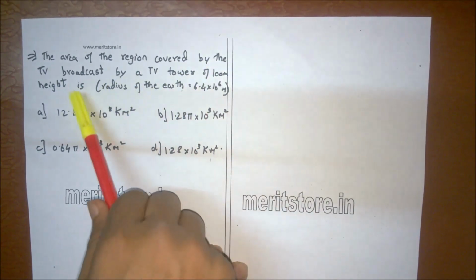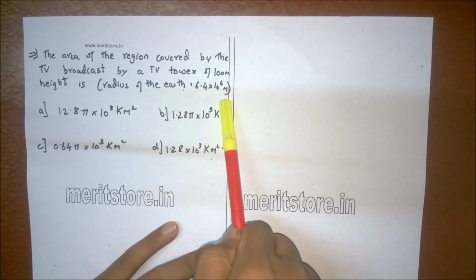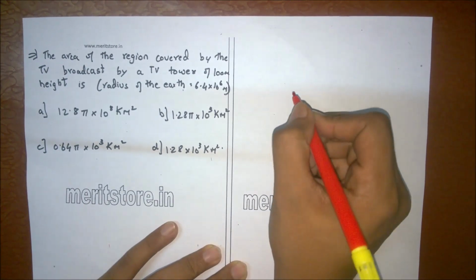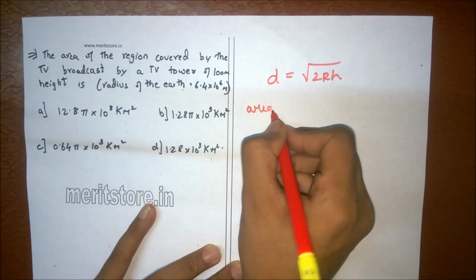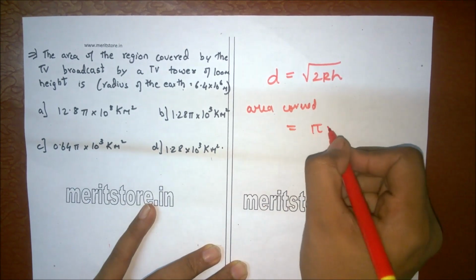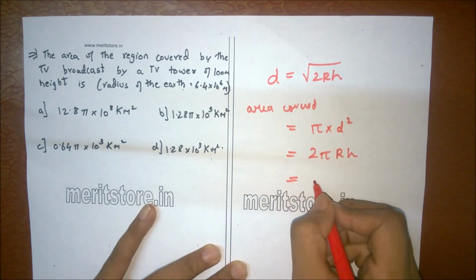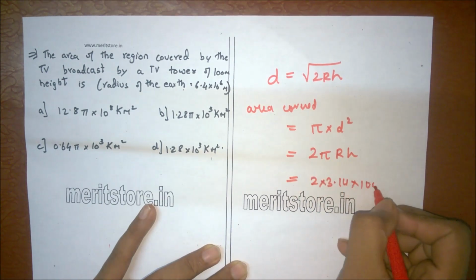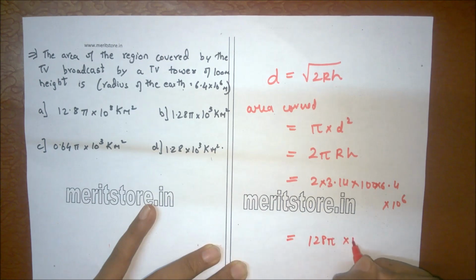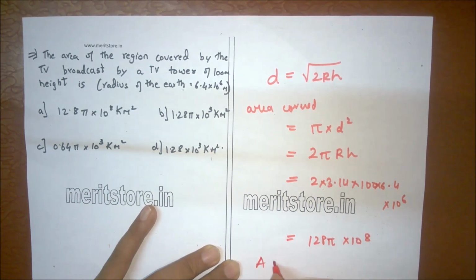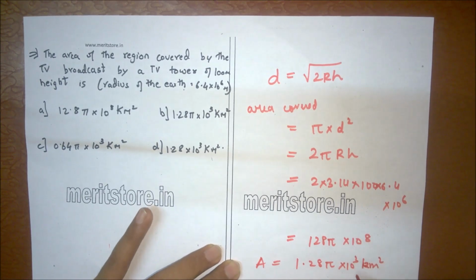The area of the region covered by the TV broadcast by a TV tower of 100-meter height is, there are the options. Now, the radius of the earth is given as 6.4 into 10 raised to 6 meters. Now, we know that TV range d is equal to root of 2Rh. Therefore, the area covered by the TV program is equal to pi into d square, which is equal to 2 pi Rh, which is equal to 2 into 3.14 into 100 into 6.4 into 10 raised to 6, which is equal to 128 pi into 10 raised to 8. Therefore, area will be equal to 1.28 pi into 10 raised to 3 kilometer square. So the correct answer is option B.